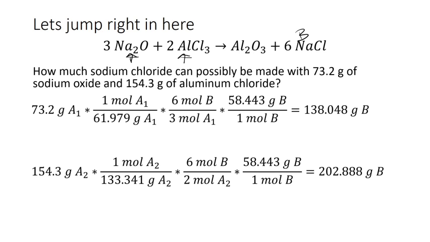And so in this case, we make 202, or about 203 grams. So if we look, the first one, we could only make 138 grams, which means that our sodium oxide is our limiting reagent. That is limiting how much sodium chloride we can make. So that is how to figure out which of your reactants is limiting, because it's the one that will make the least amount of what you are trying to make. It is limiting how much of your product can be made.